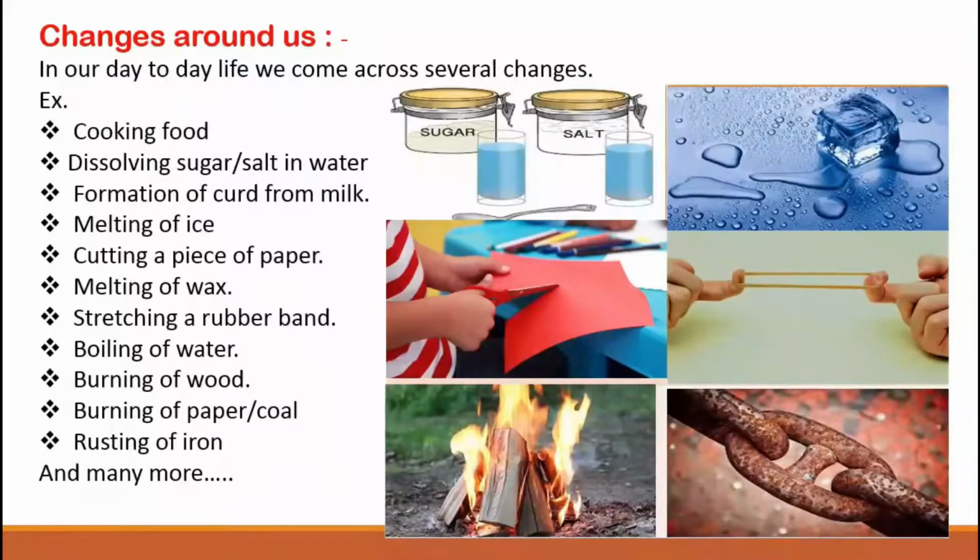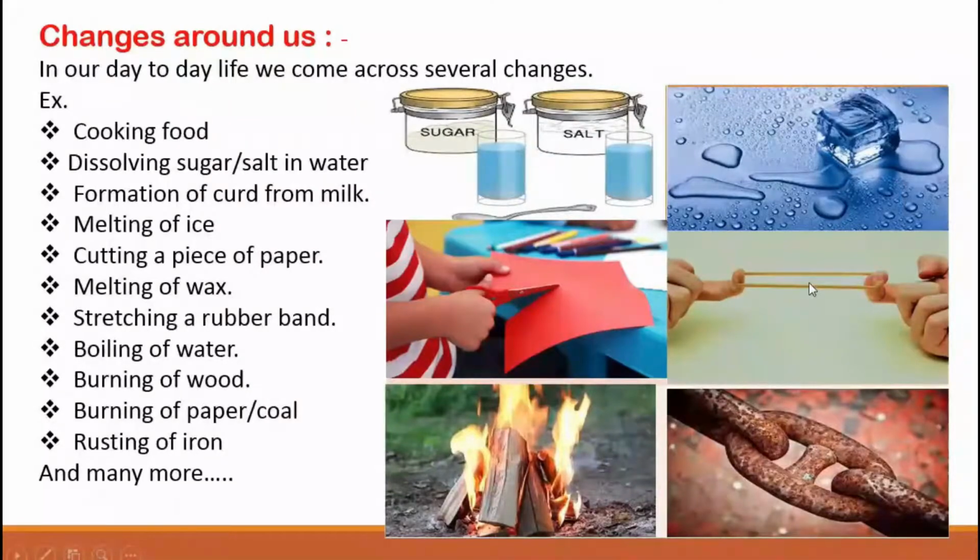और ये चेंज क्या होता है? When there is a change in the shape, size, color, smell or a temperature, then we say that change takes place. How? Like see the example melting of ice. Ice is in a solid state. When it melts, it converts into a liquid state.